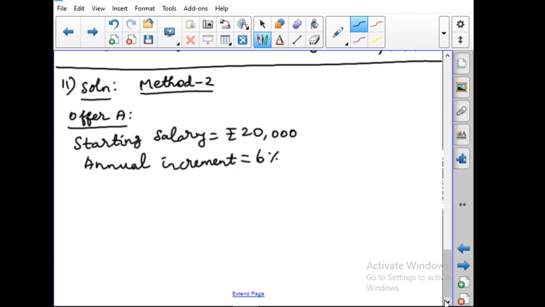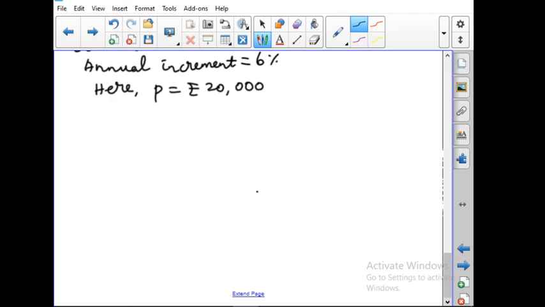So here we have to apply this formula. The given values we have to assume first. Here the starting salary we assume P equal to rupees 20,000, because we are going to use the formula method. Next they have given the annual increment, so we assume R equal to 6%. Next they have given the fourth year. In the fourth year, N equal to 3. In the fourth year means that is the end of the third year. The question asked to find out in the fourth year.